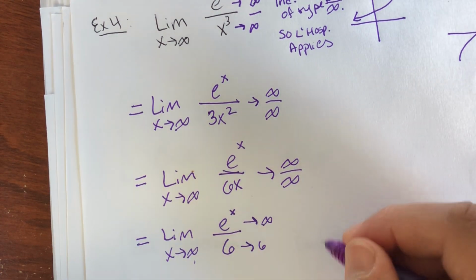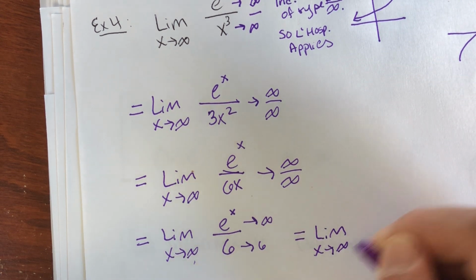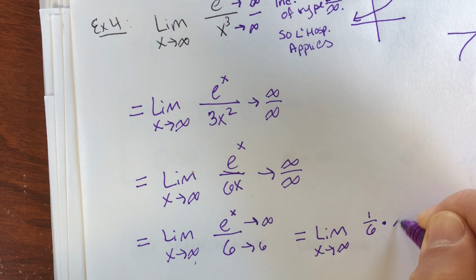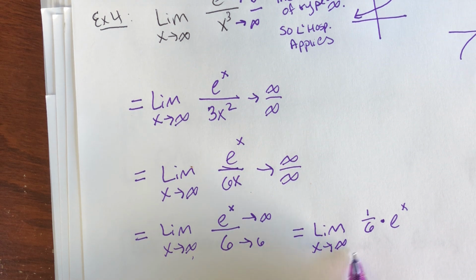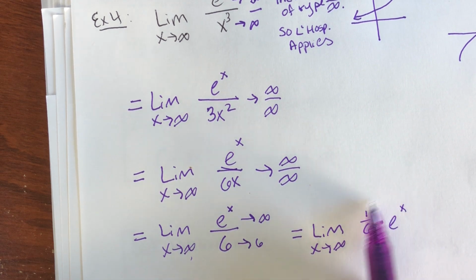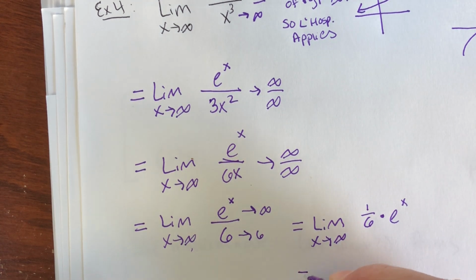So this function, e to the x over 6, is really just a constant times e to the x. We could write it as, for example, 1/6 times e to the x. And that's not going to affect the limit as x goes to infinity. It's going to grow towards infinity just slightly slower than e to the x does, but this limit is still infinite.